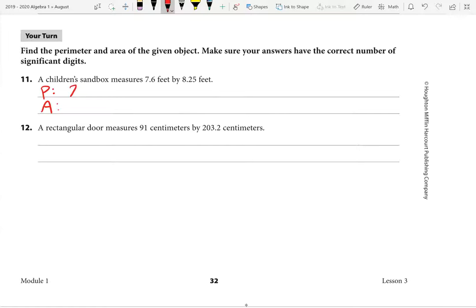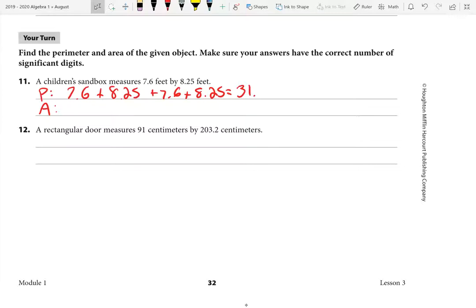Perimeter, we take the 7.6, add it with 8.25, and then add the other 7.6 and the other 8.25. So our actual perimeter comes out to be 31.7, but our number that's least precise is 7.6, and that has 2 significant digits. So this number also should have 2 significant digits. Rounding 31.7 to 2 significant digits, since the next digit is 7, we're going to round up. So our answer will be 32 feet.